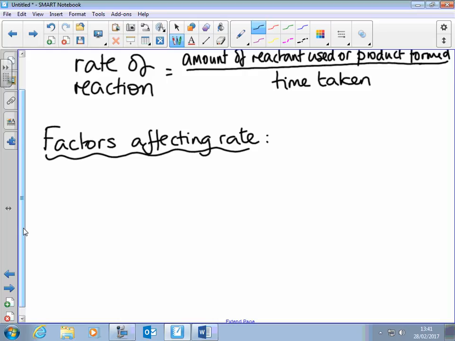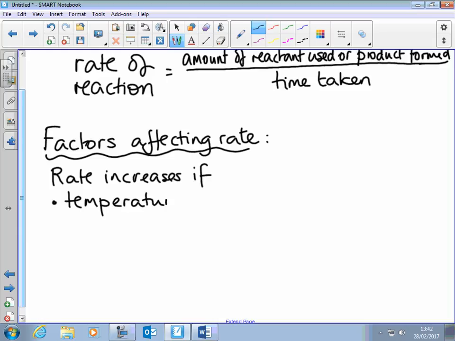Okay, so let's consider what sort of factors might increase the rate of reaction. So the rate increases if, all right, okay, what about temperature? What change in temperature will increase the rate? Increase, yeah. Hopefully you're thinking kinetic theory and movement of particles and all that. So temperature increases. I could have just put an up arrow and temp, couldn't I?